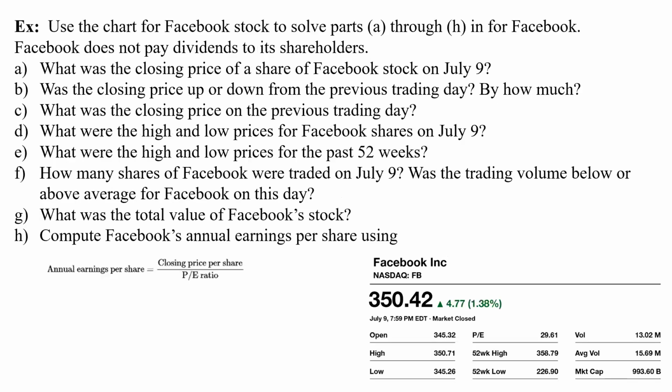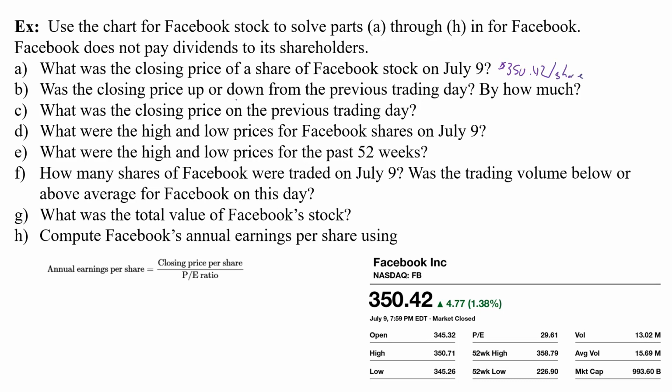Okay. So let's go ahead and see if we can solve this problem. Basically, what we want to do is use Facebook in this case to solve the values up here of what we're looking for. So looking at what we just have been doing, we're going to plug it in. What was the closing price on a share of Facebook stock on July 9th? Well, the closing price in this case was the big number here, 350.42. So the closing price was $350.42, and that's per share.